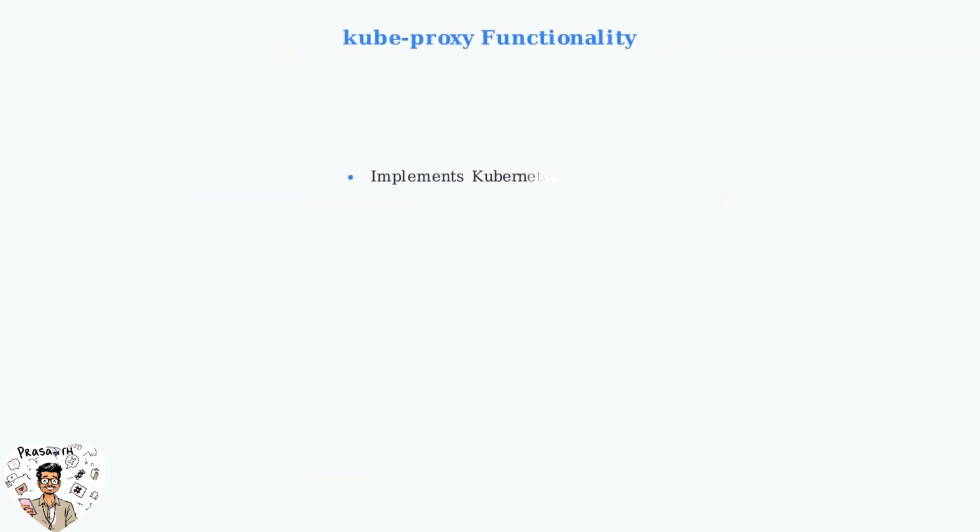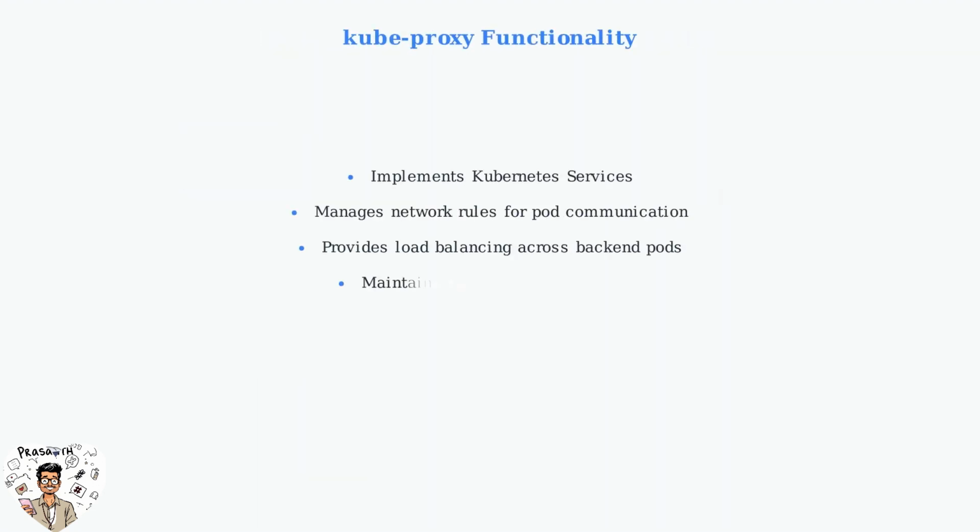Kube-proxy implements Kubernetes services by managing network rules that facilitate communication to pods. It provides load balancing, maintains service-to-pod mappings, and ensures traffic reaches the correct destinations.